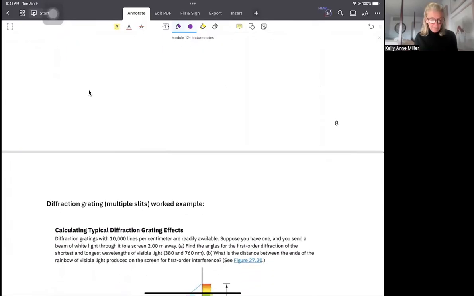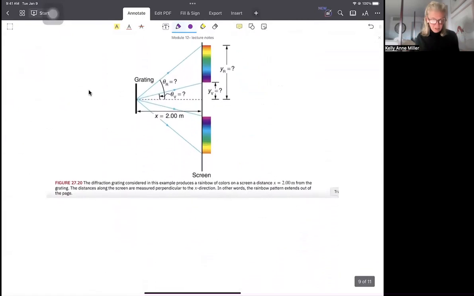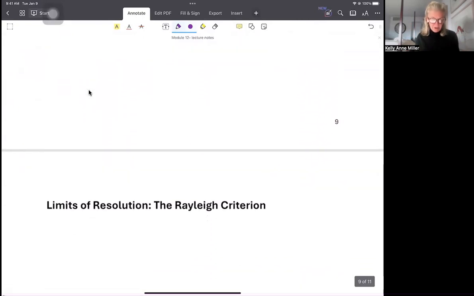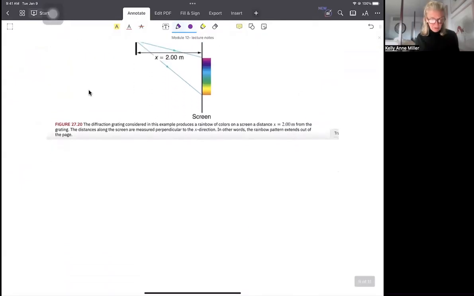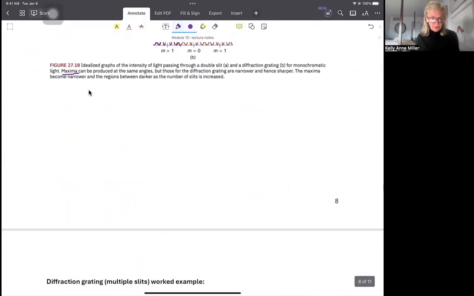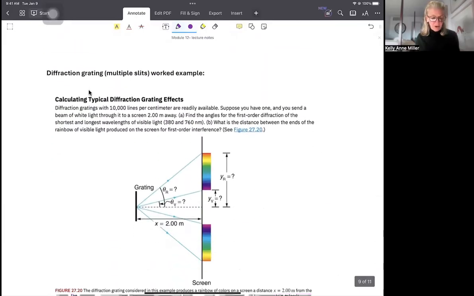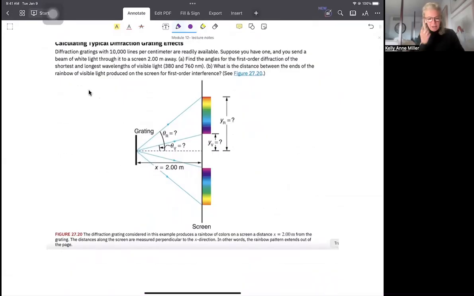Okay. I mean, again, the easiest way to see this is with an example. So I think I've got this one example that hopefully will help. Okay. So let's say you've got a diffraction grating and you've got 10,000 lines per centimeter in the grating.